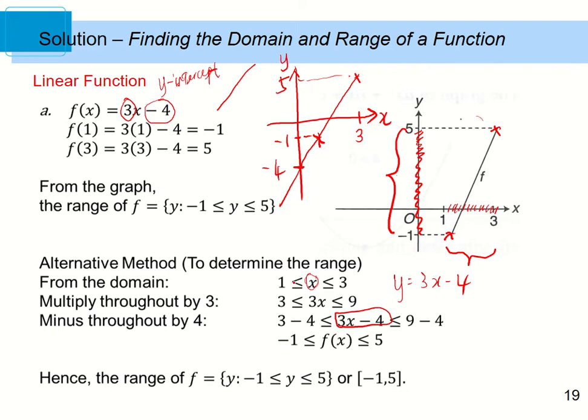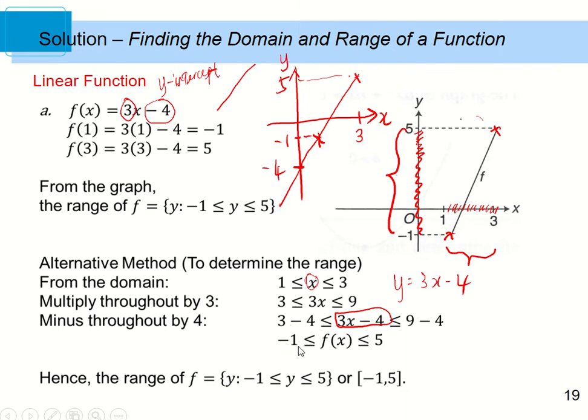Okay, so first we multiply the inequalities by 3. So we times 3 here, we have 3. Times 3 here, 3 times 3, we get 9. And after that, we minus 4, right, to get the y. And we have to minus 4 for this side, on the left-hand side.